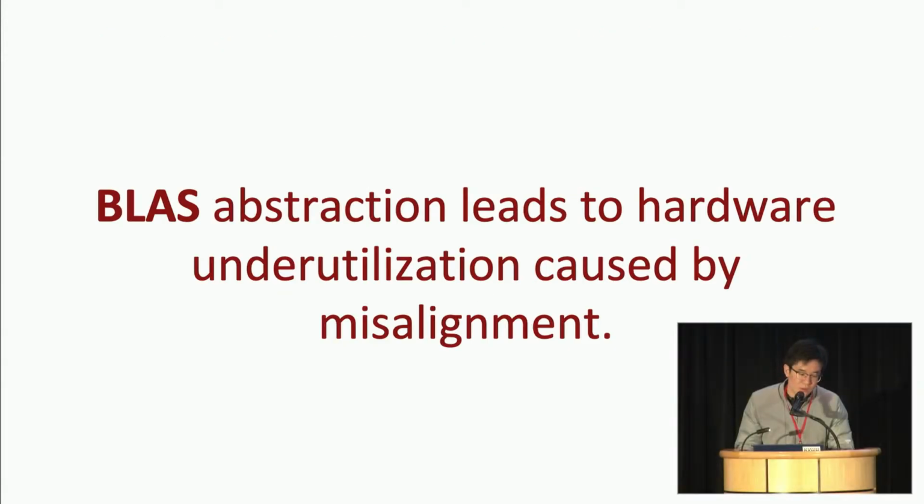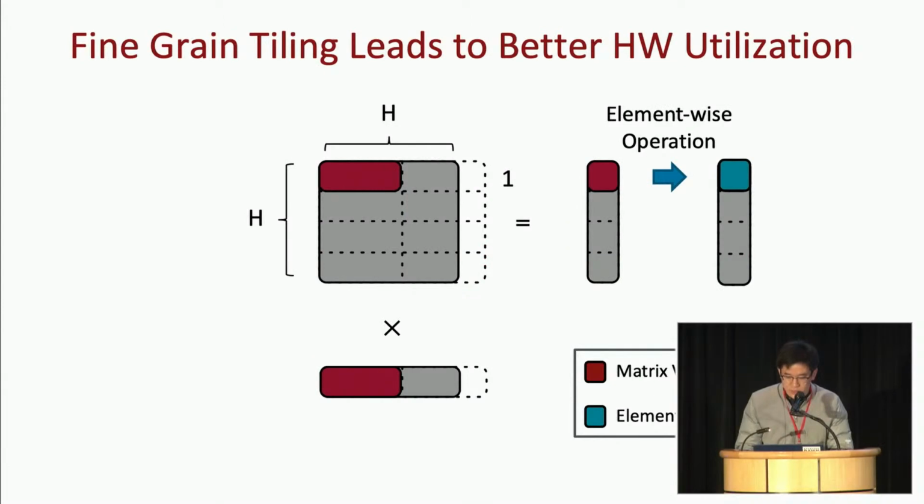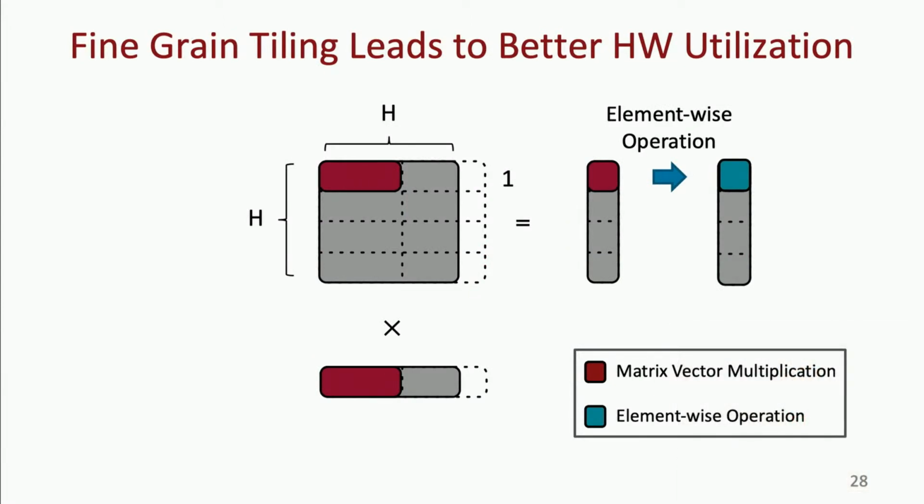From this example, we show that BLAS abstraction would lead to hardware underutilization caused by misalignment. Alternatively, we can use a more general abstraction, which is the loop-level abstraction. The loop-level abstraction allows us to perform fine-grained tiling along one dimension of the weight matrix. As a result, the size of the intermediate result coming out of this accelerator is 1, which means that the element-wise operations that come in the second part of the RNN kernel execution can now be fused into the matrix vector multiplications.